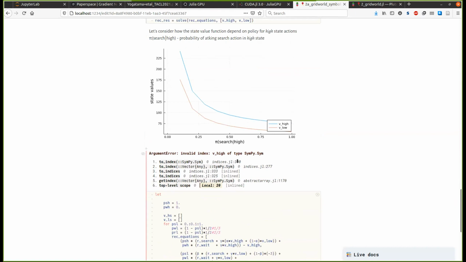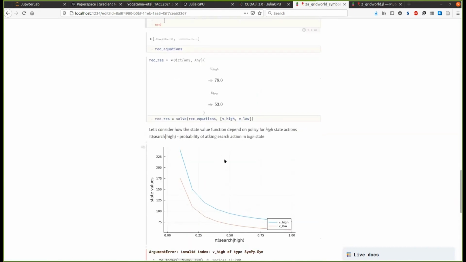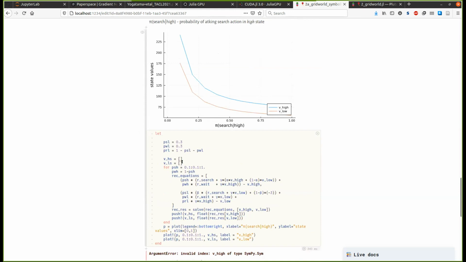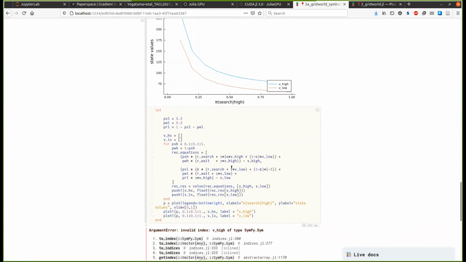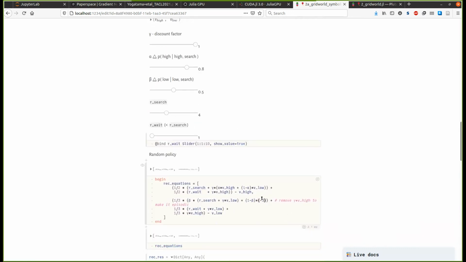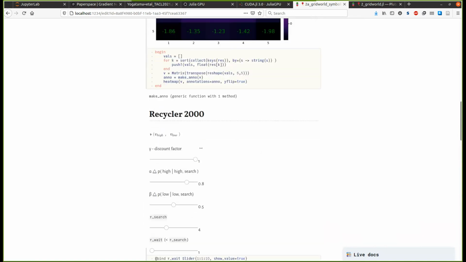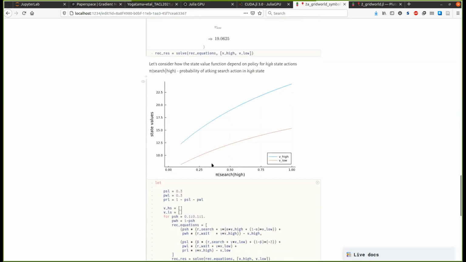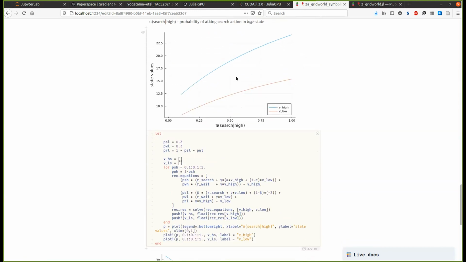So I got some error here, but okay. Here you can consider I vary, let me show the code. I vary the probability of searching when you're in the high state, from low probability to high probability, and I'm getting something. I guess I got it broken. Probably I have to add the discount here and get back this component here. All right, okay, so now it shows what it's supposed to show.